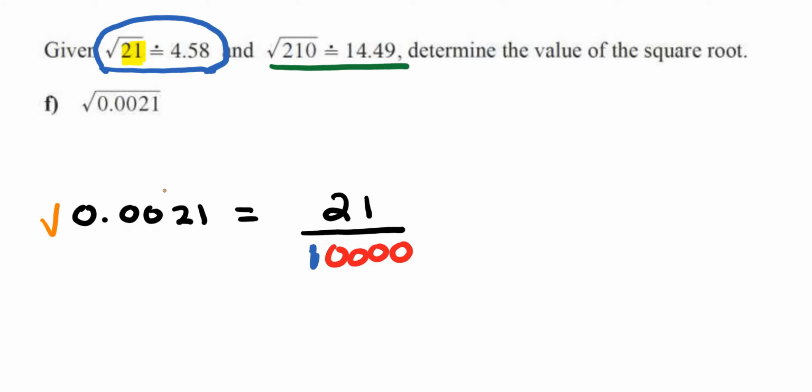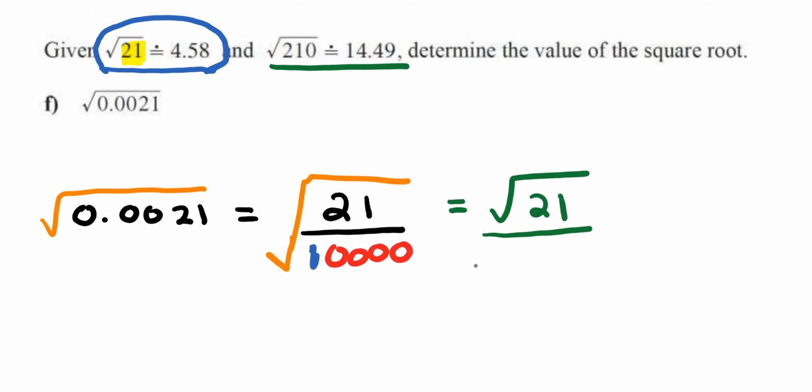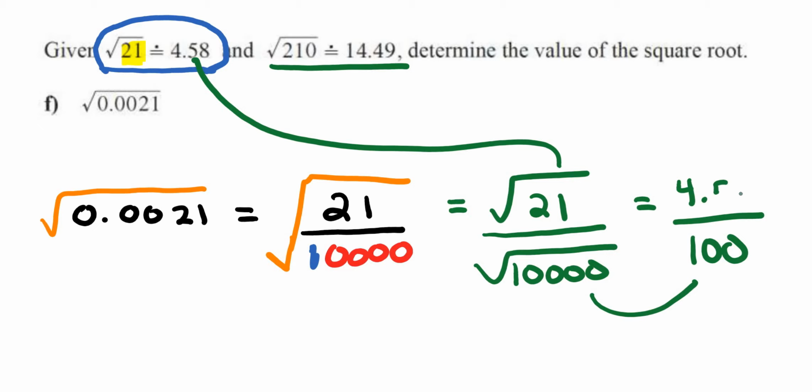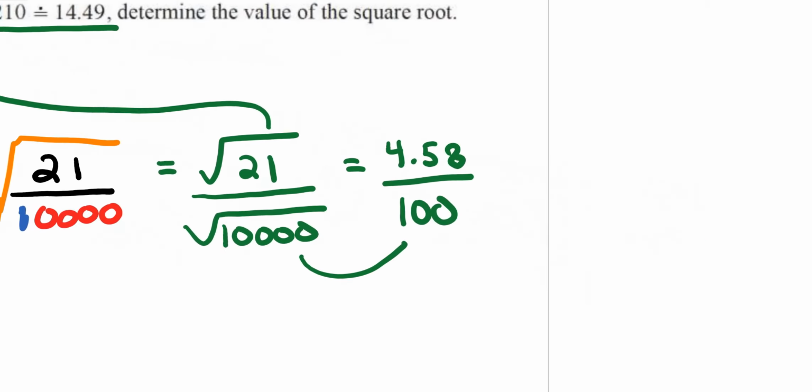Now the question is, I want the square root of this. So let's take the square root of that. This is going to be the square root of 21 divided by the square root of 10,000. The square root of 10,000 is going to be 100, and the square root of 21 is roughly 4.58. When we're dividing by 100 here, since there are 2 zeros there, we want to move the decimal spot 2 spots over, so 1, 2. So our final answer will be 0.0458. That's it for question 4f.